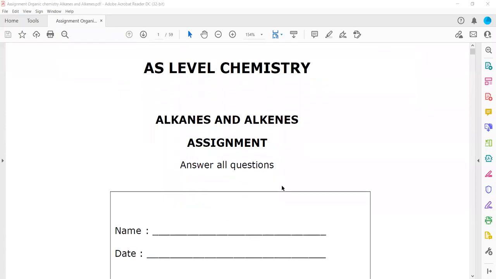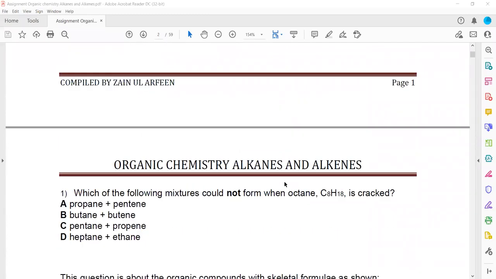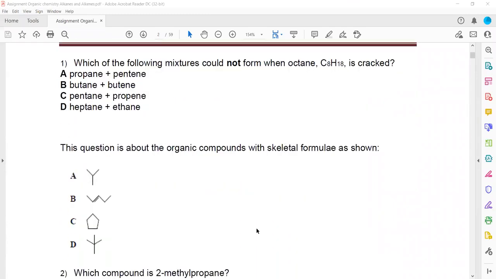The topic was the assignment for alkanes and alkenes. You can also use the chat to state the answer. What could be the right answer for the first one?